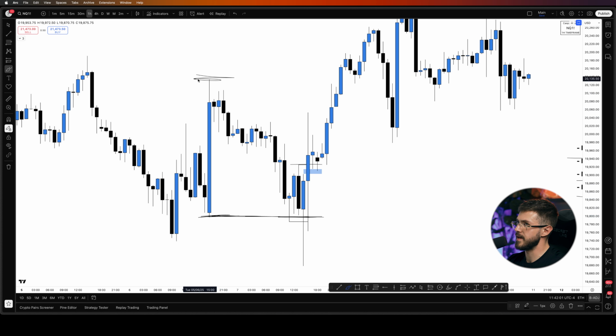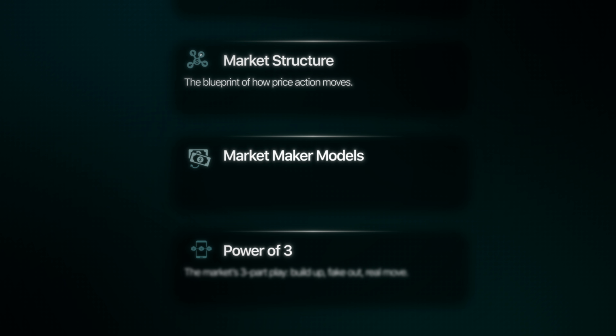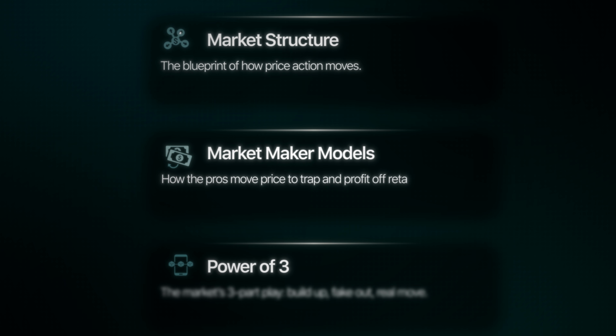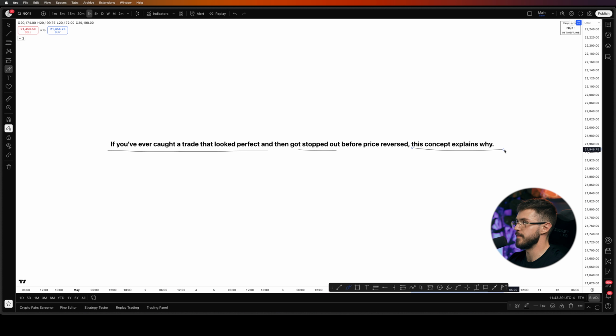So this gives us a nice target for trades. Now that you've learned liquidity and market structure, let's combine them into how you're going to make money using these concepts, which is market maker models. Now, if you've ever caught a trade that looked perfect and then you get stopped out and it just runs without you, then this is going to explain why and solve that mistake for good.